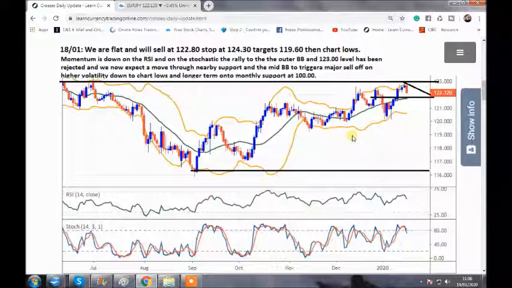Now, in terms of the chart, obviously 123, a big round number here, and it's come up to try and get through it, and we're failing. Okay, now this moment in time, you can see the entry 122.80. So you come off one round number. I'd like to see it get through this round number, back through the 20-day moving average, and see if it runs to the downside. There you can see it stop at 124.30. So I put it back behind the monthly moving average.